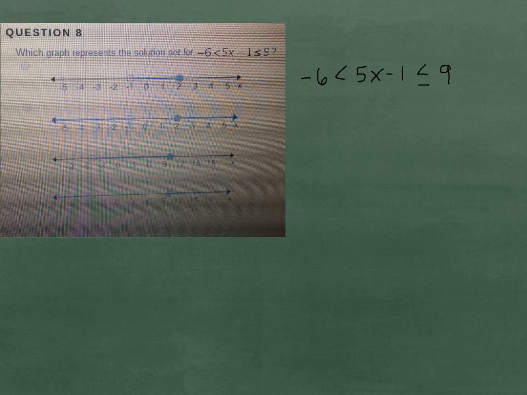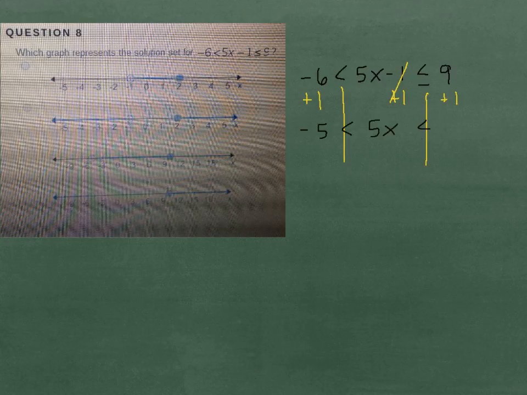Question number 8, the last problem. Which graph represents the solution set? I'm going to go ahead and work this problem out quickly here. You want to get the x alone in the middle, but there's a negative 1 bothering the x, and there's a 5 bothering the x. Get rid of the negative 1 first, and then work out the problem. And 9 plus 1 is 10.